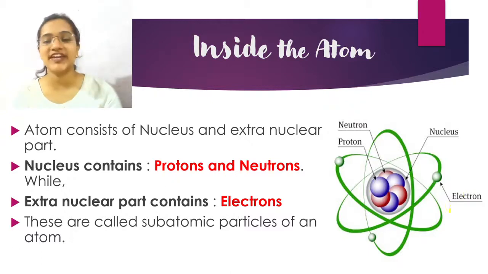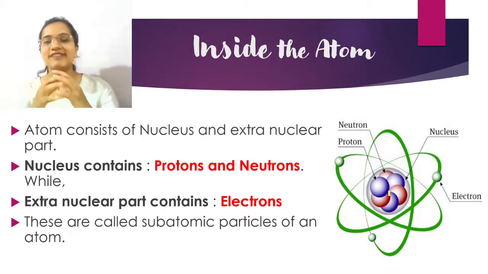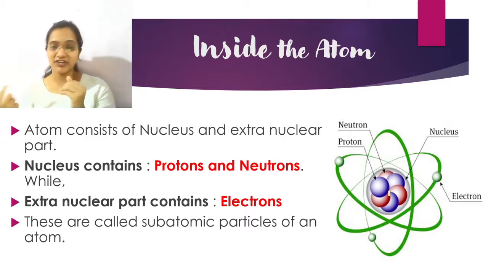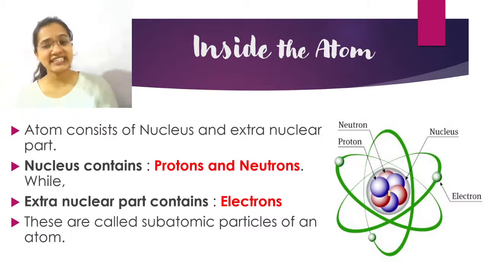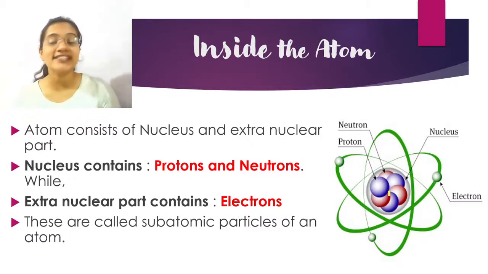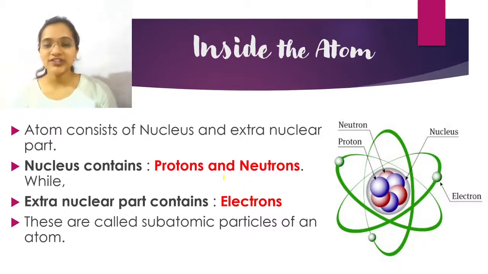In the same way here, at the center there is a nucleus which has protons and neutrons bound together at the center of the atom, and there are different orbits in which the electrons are revolving. All these particles are known as subatomic particles of the atom. So proton, neutron and electron together are called subatomic particles, which are present in the atom.